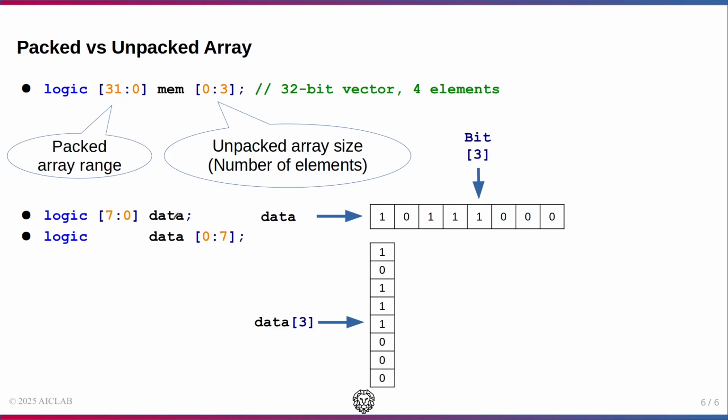So here data is a packed array and it has 8 elements. But in the next example, data has 8 elements, it's unpacked, and each element is 1 bit. For example, element 3 is here. The way unpacked arrays are implemented in hardware depends on the synthesis tool. The tool may not make a distinction between packed and unpacked arrays.